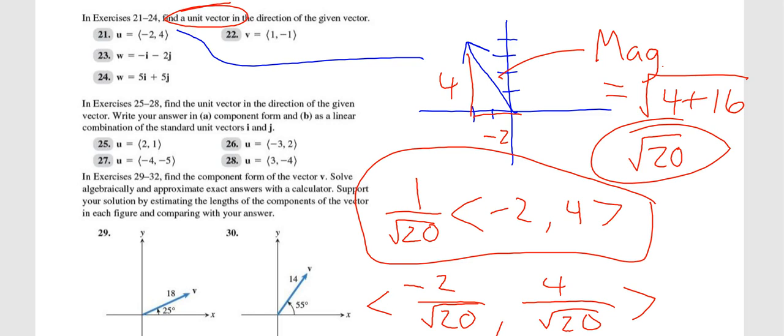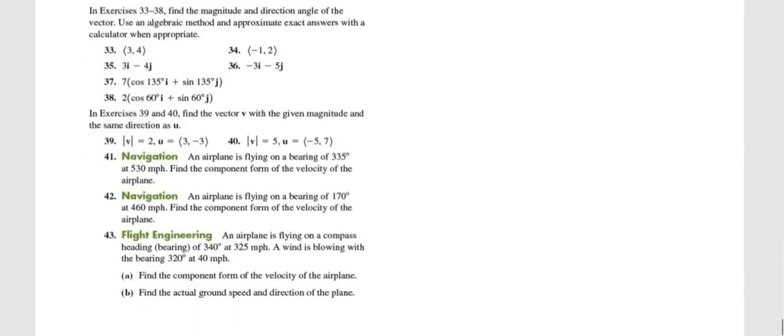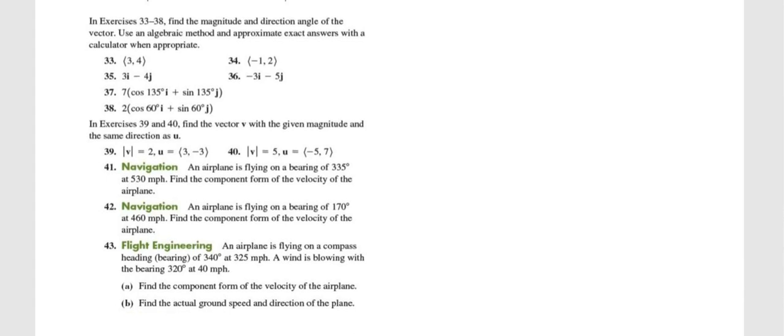Okay. Yes, Miss Johnson? 33 and 35. Well, let's definitely look at 33. Maybe we'll save 35 for a moment here. Okay, find the magnitude and direction of the vector. Well, it's probably okay to do 35 too. So let's see here. And I think 37 you're going to laugh at. I think you are. Okay, 33.